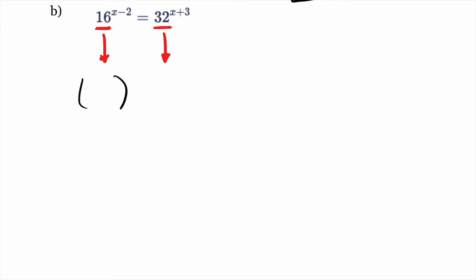So what to what power is going to make 16 and 32? 2, yeah, it's going to be 2. Because 16 is 2 to the 4th power. 2 times 2 times 2 times 2 is 16. And 2 to the 5th power is 32. 2 times 2 times 2 times 2 times 2. So their common base is 2. Okay, bring everything else down.